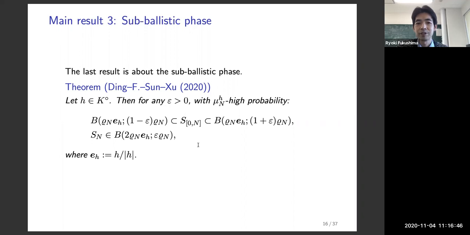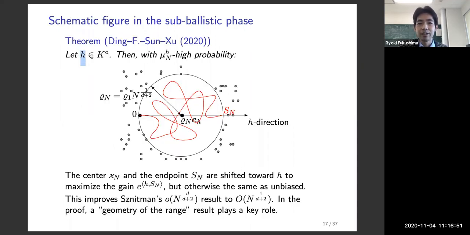I think this is not easy to read, so let me replace it with a picture. It looks like this. If it is in the sub-ballistic phase, then with high probability, the random walk is localized in a ball of the same size, the same radius rho n, as the unbiased case. But the center is, in this case, shifted in the direction of h. Also the endpoint of S_n is shifted in the h direction. This choice of center and endpoint is to maximize the gain. This is the gain you get. We first proved that it should be confined in the same ball. And among the confinement strategies, this is the best configuration, which maximizes the gain. So the center in this case is not random anymore, and the endpoint is also not random. Otherwise, the picture is the same as the unbiased situation.